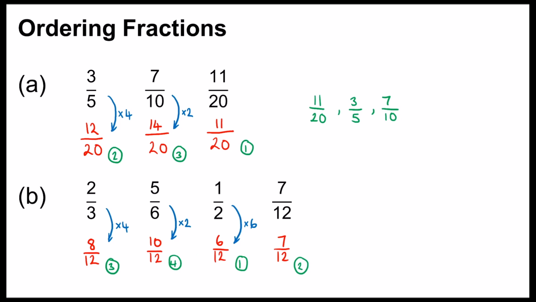As with before, I can now write my fractions in order of size, and I need to remember to write them in their original form. So, assuming I want to go from smallest to biggest, that means my first fraction is 1/2, second is 7/12, my third fraction is 2/3, and my final fraction is 5/6. That is my fractions in order of size from smallest to biggest.